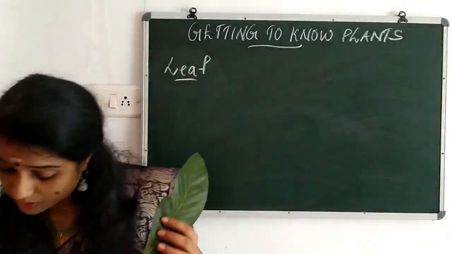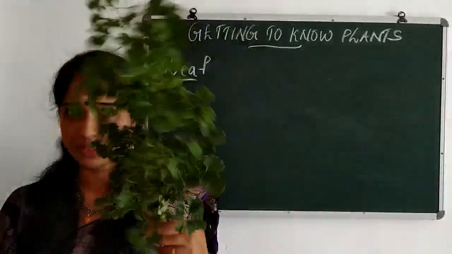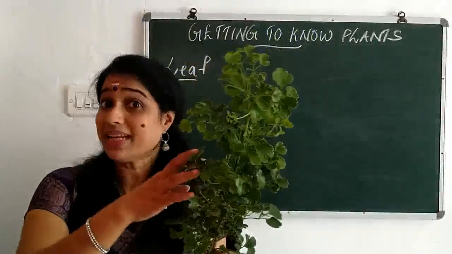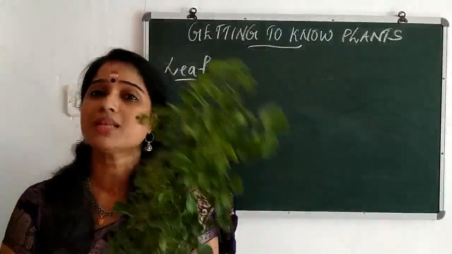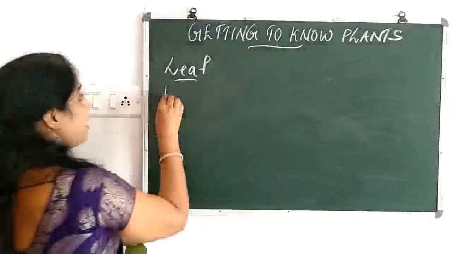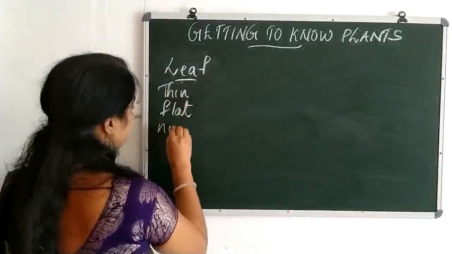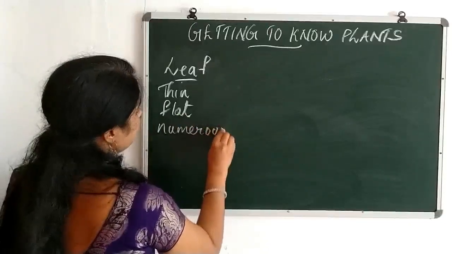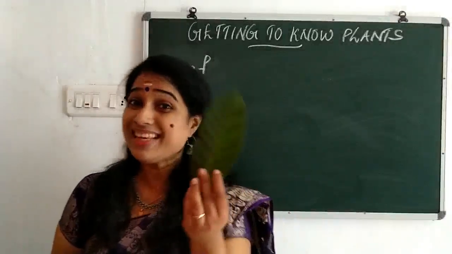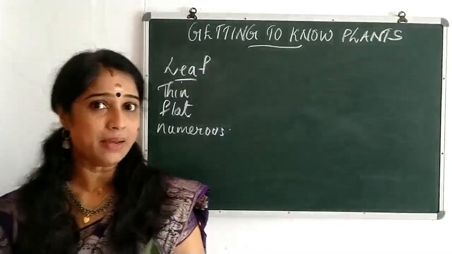And you know, when we observe any plant, we can see a large number of leaves. You can see the stem and branches comparatively very few, but you can see numerous leaves in any plant. Clear? Yes. So the leaves are thin, flat and numerous. These are the main important things about the plant. Leaves are thin, flat and numerous. Leaves are there in any plant.